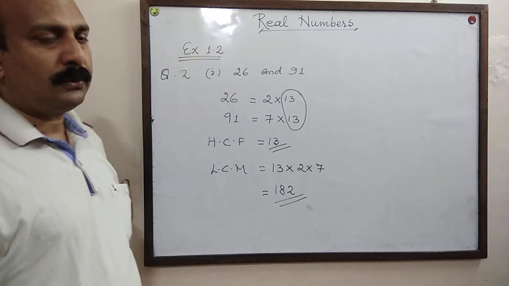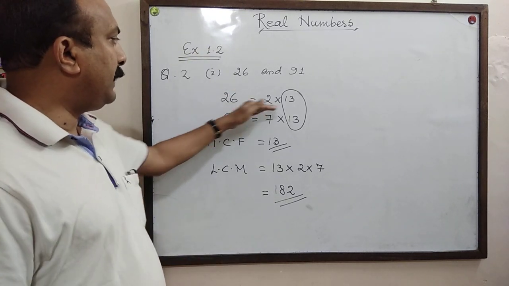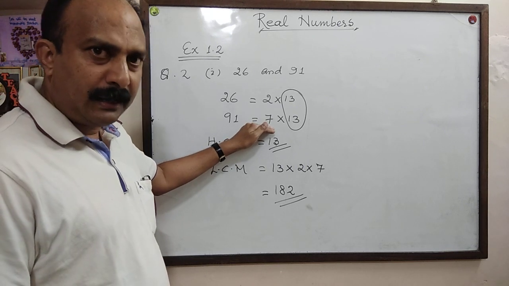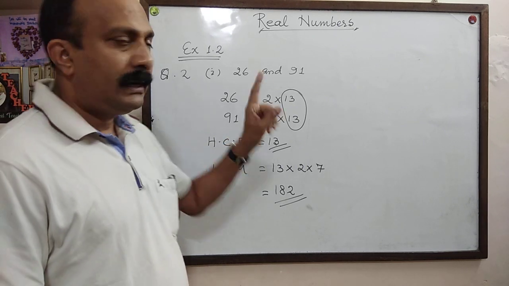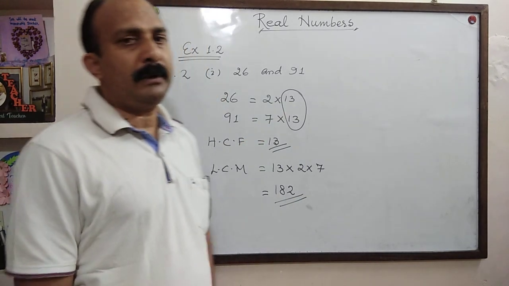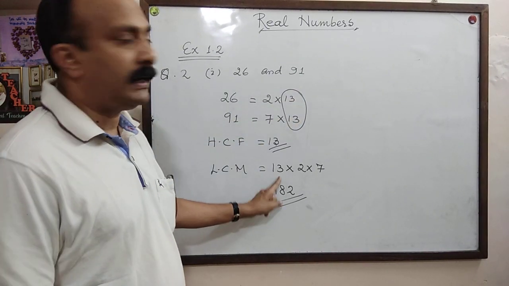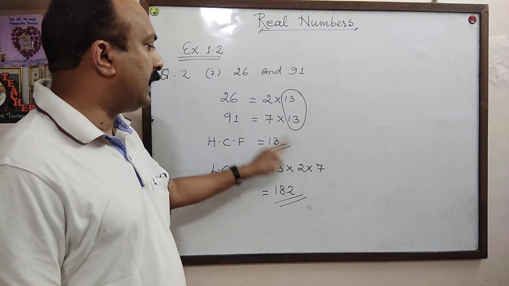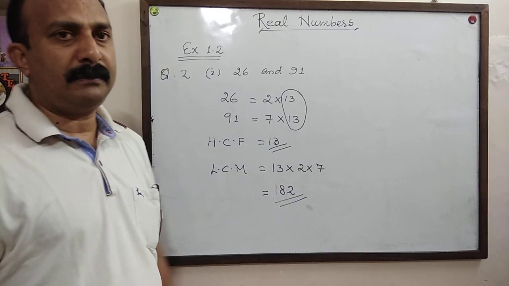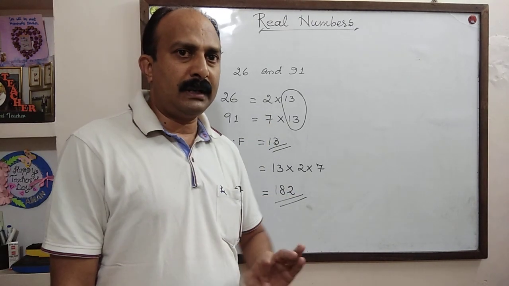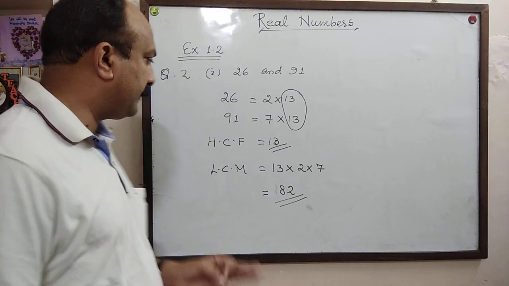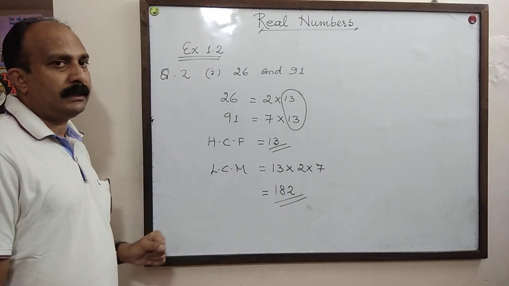I hope this is clear to all of you. So do the prime factorization of the given numbers. For HCF, take the minimum power of the common factor. For LCM, highest power of the common factor and all the remaining factors of first number and second number. I will do one more example, then you will get more idea. So we got HCF and LCM.